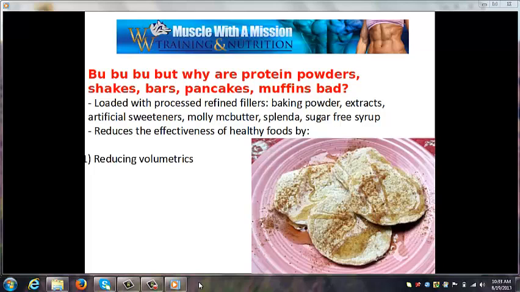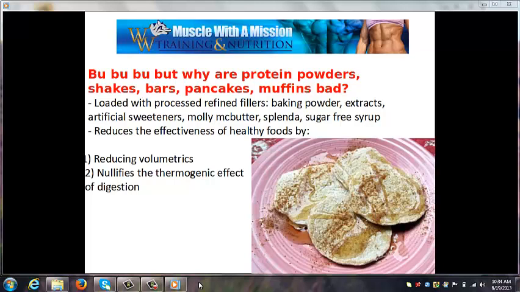They're going to suppress your appetite. You don't want to suppress your appetite. You want to provide satiety for your appetite through a ton of healthy food. Here's why. When you eat all these extracts and processed junk, it nullifies the thermogenic effect of digestion.